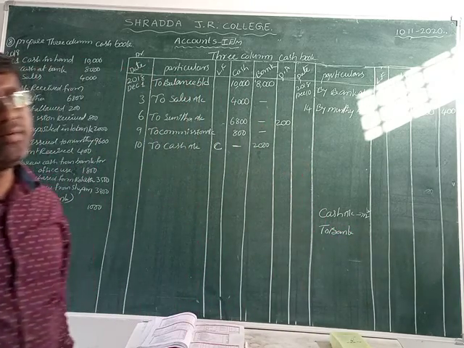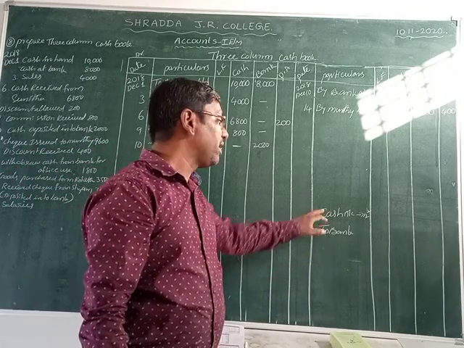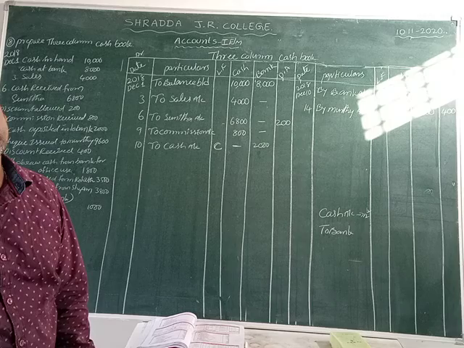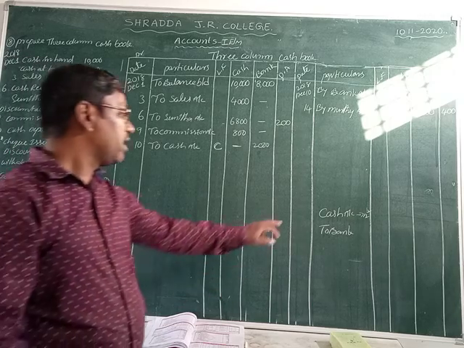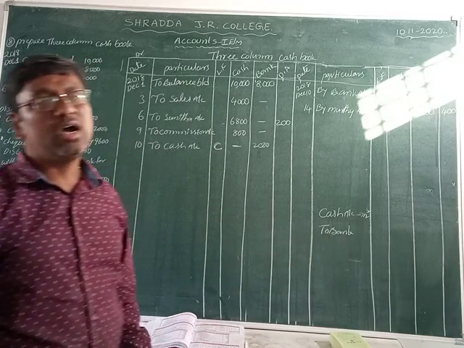Bank loans cash withdrawn. That's why bank is a giver. That's why bank is credit. What comes in? Cash comes into the business, isn't it? So cash account also we are doing. Bank account also we are doing.